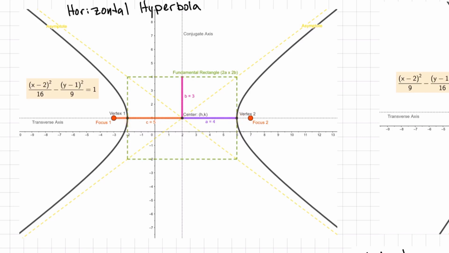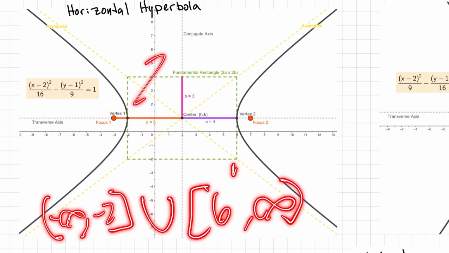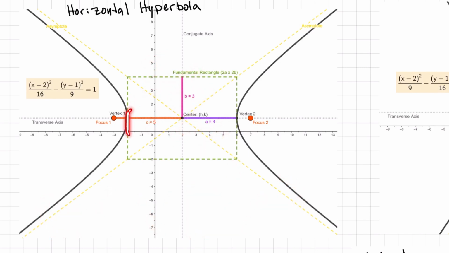So if I was to be doing the domain of this particular graph, it would be from negative infinity all the way up to this -2 square bracket, and then union, and then picking up at the 6, so square bracket 6, all the way to infinity. So there's nothing right here that's a part of the hyperbola. It's empty space, and I am touching that -2 and that +6.